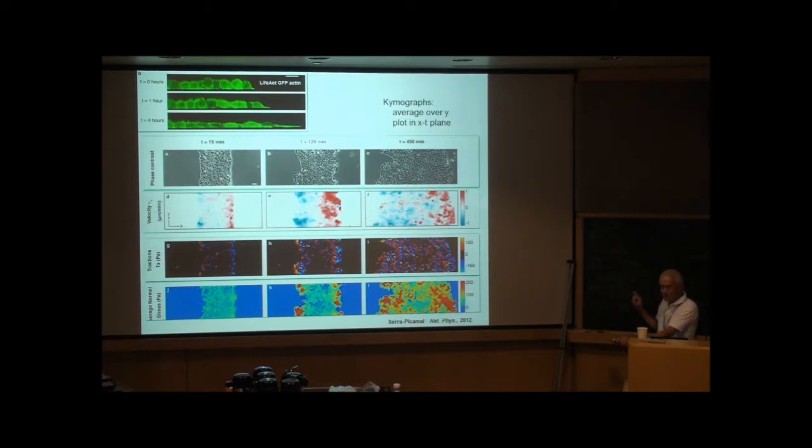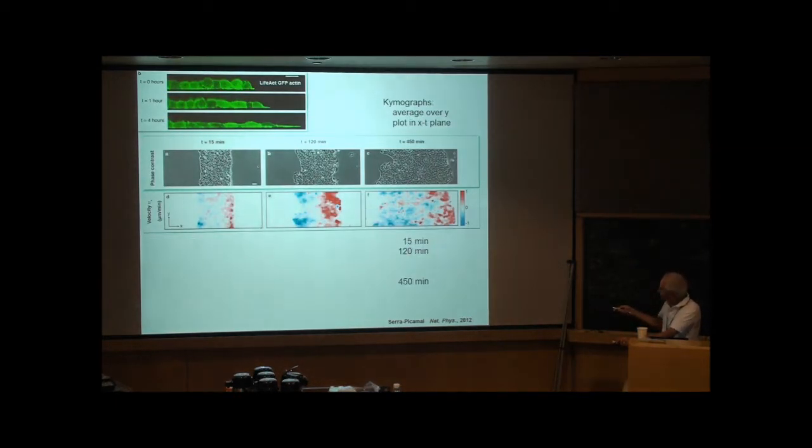So this is now the interesting thing. You can take these data and simplify them using something called a kymograph. Have any of you ever heard of kymographs before? Some of you, okay. So here's what a kymograph is. Here are these data. The problem is it's two-dimensional in space and one-dimensional in time, right? There's X and Y and there's T.